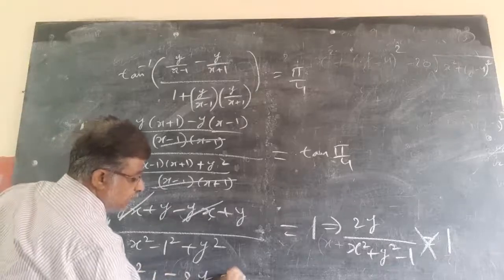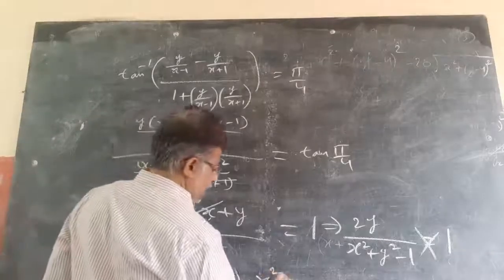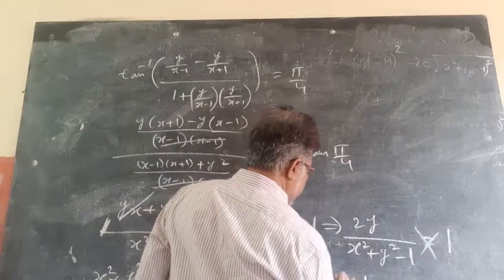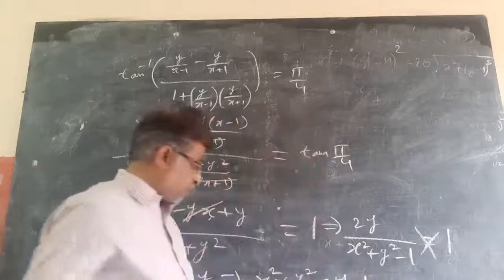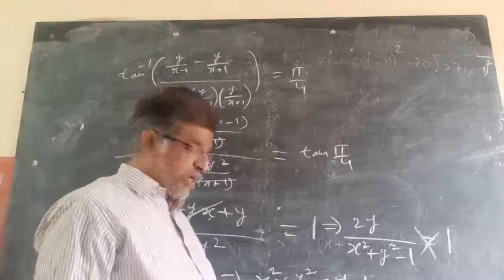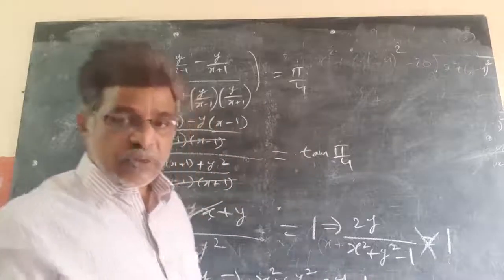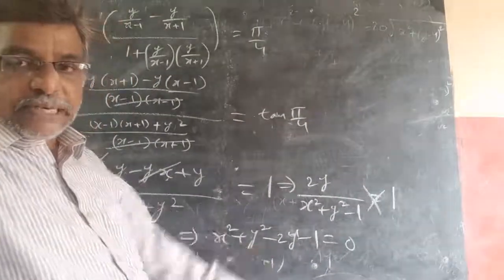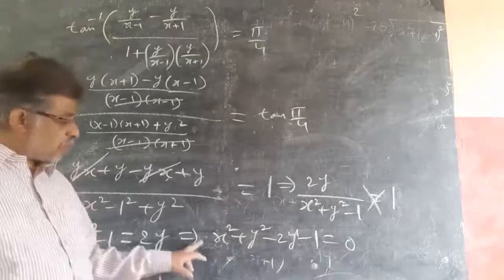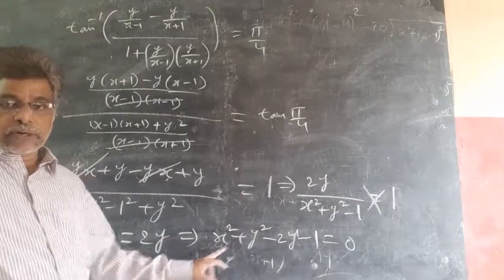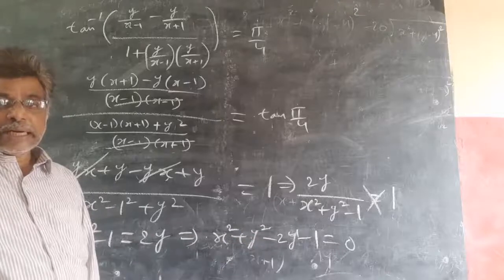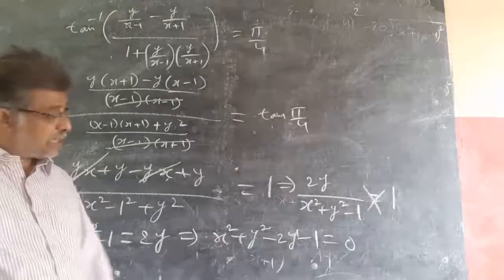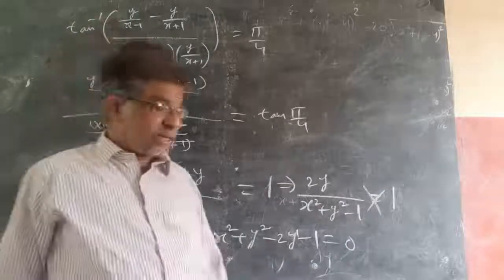What do you get? x square plus y square minus 1 equals 2y. Now take 2y to this side: x square plus y square minus 2y minus 1 equals 0. The x square and y square coefficients are equal to 1 and there is no xy term. So this represents a circle whose center is (0, 1).